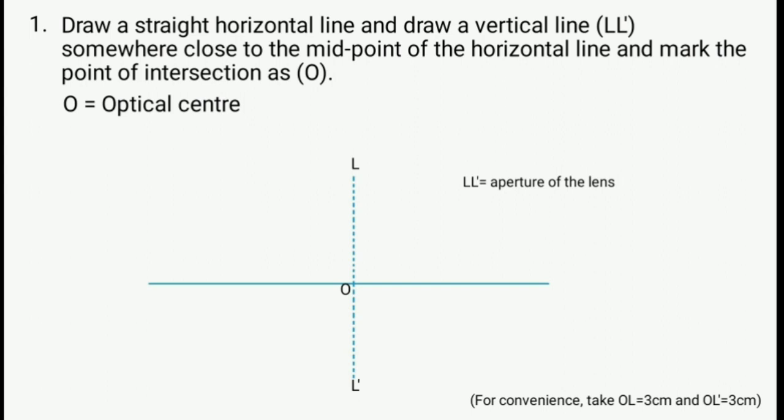Firstly, we draw a straight horizontal line and draw a vertical line LL' somewhere close to the midpoint of the horizontal line and mark the point of intersection as O. O in this case is the optical center, LL' is the lens.